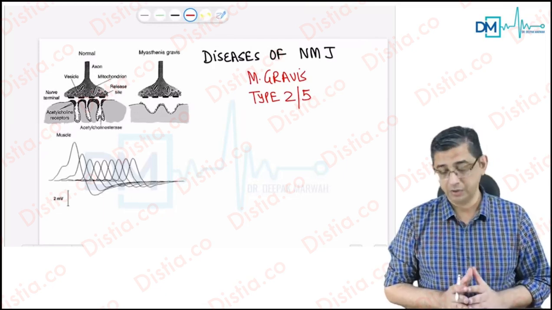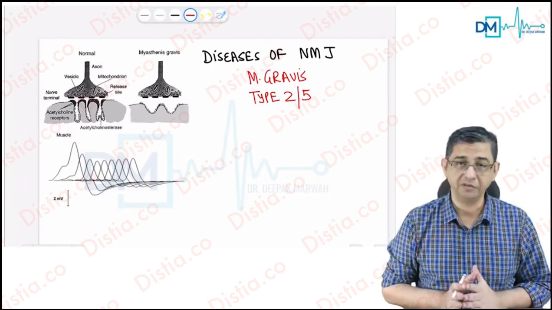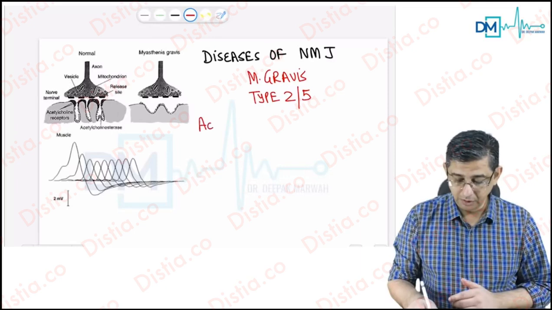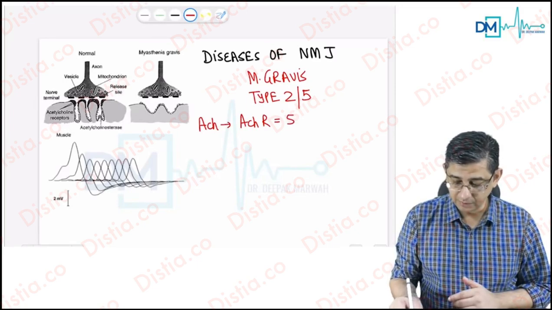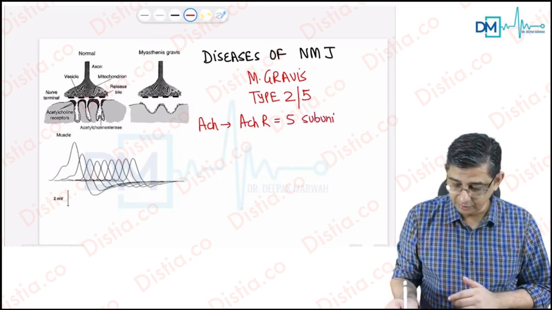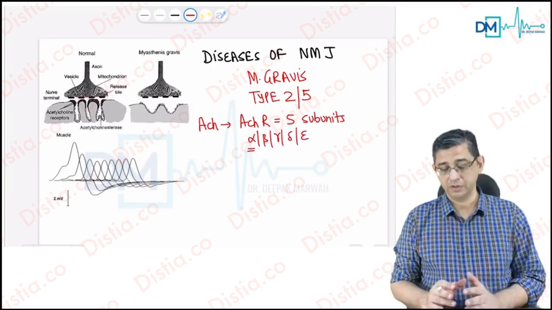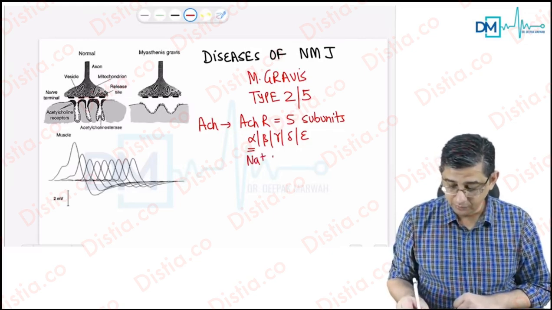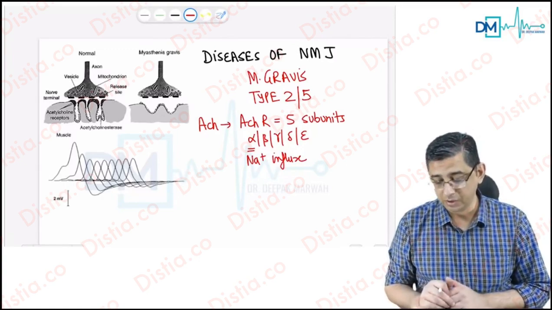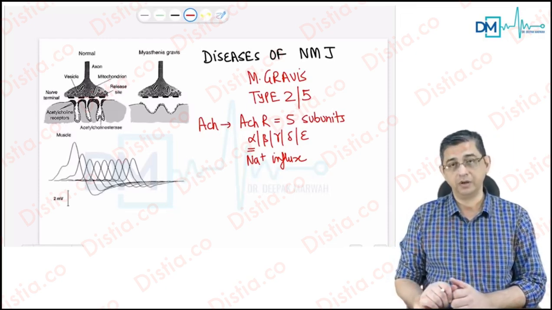Now, what's the basic problem in this condition? The receptors for acetylcholine are the ones which are affected. It's a post-junctional defect. Traditionally, acetylcholine will act on its receptor, which has a total of 5 subunits. They are referred to by the traditional names alpha, beta, gamma, delta, epsilon. And it is the alpha subunit which is of concern, because the moment it is activated, sodium influx occurs, causing depolarization, firing at the neuromuscular end plate, and the muscle is able to contract.